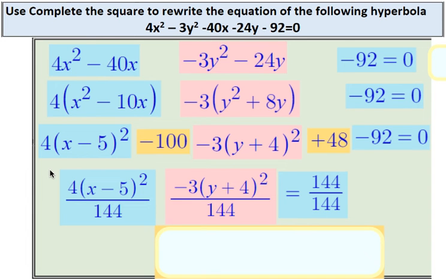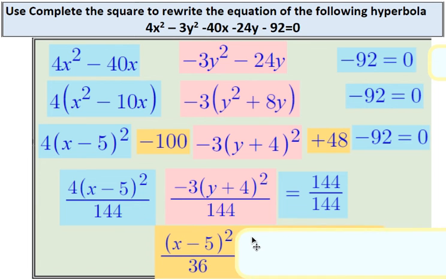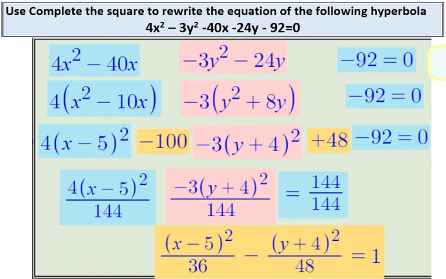Last step, we just simplify the fraction. 4 over 144 is really 1 over 36. So I have x minus 5 squared over 36. Negative 3 over 144 is really negative 1 over 48. So x minus 5 squared over 36 minus y plus 4 squared over 48 equals 1. Because remember, if it's an ellipse or a hyperbola, it has to be equal to 1.